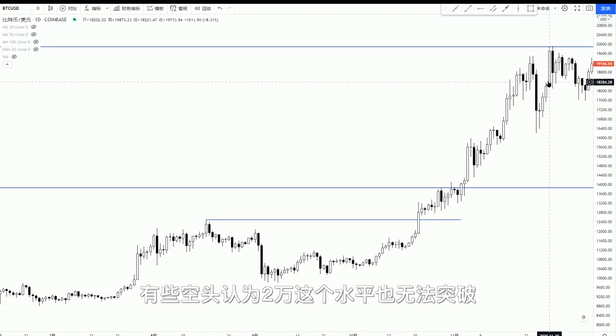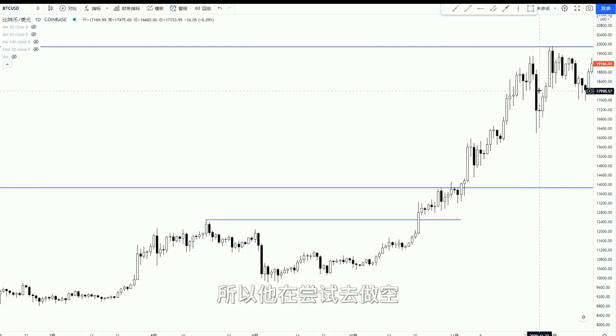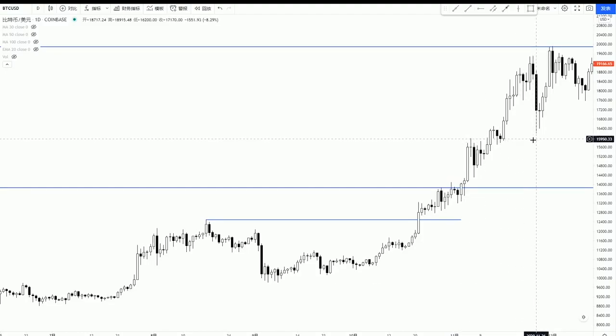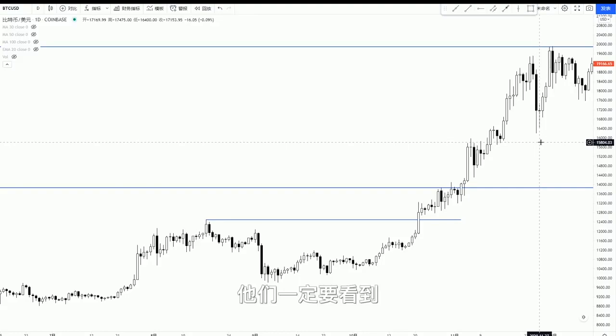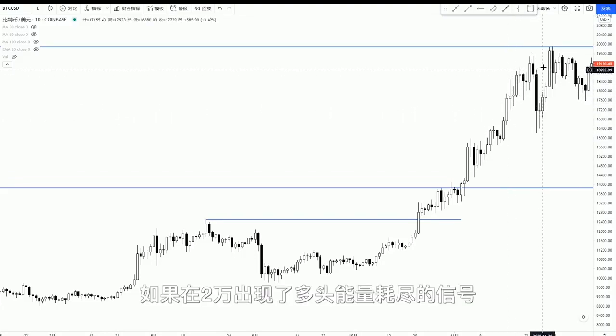Some bears think that the 20,000 level can't be broken, and that it can form a big-cycle double top with the previous 20,000 high, so they try to short. But at this time the main short institutions must not enter in large size, because smart money never enters at the first top or bottom. They must see the strength of the follow-up retest, whether it represents the exhaustion of the bulls' strength. If there is a bull exhaustion signal at 20,000, they will vigorously enter in the later test.